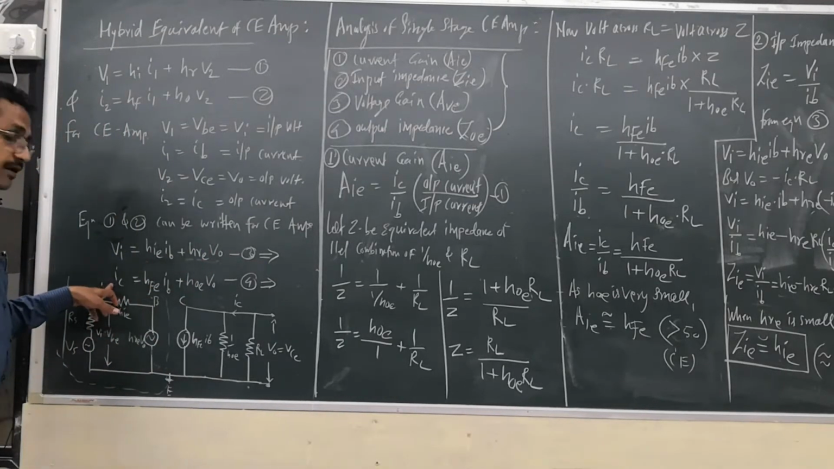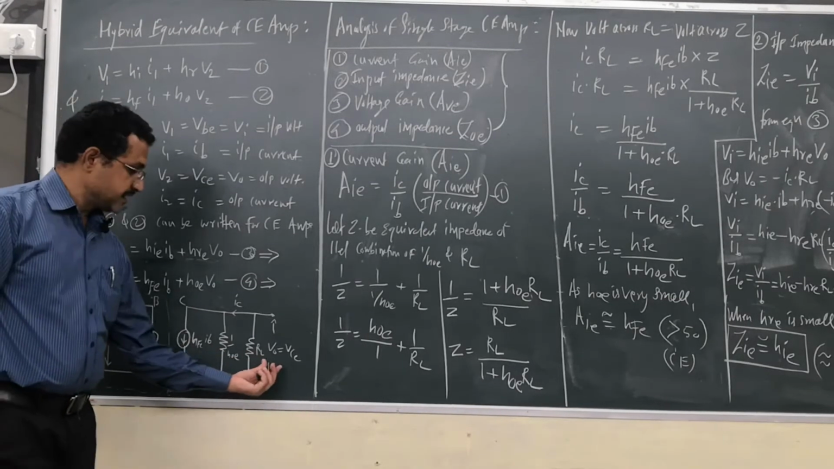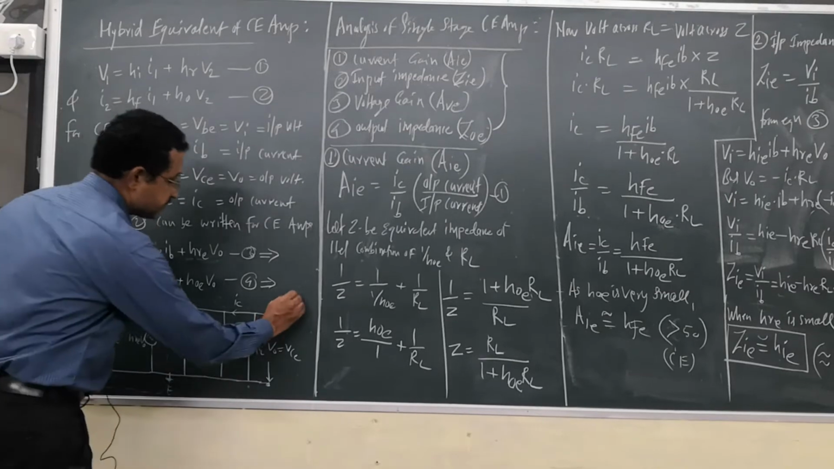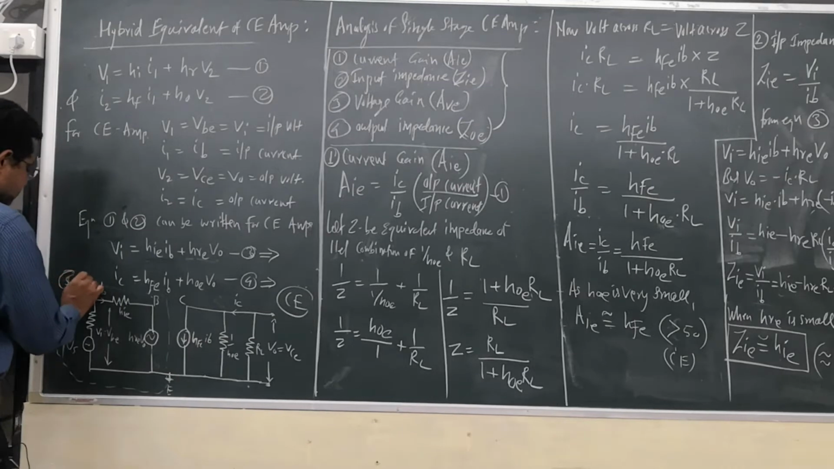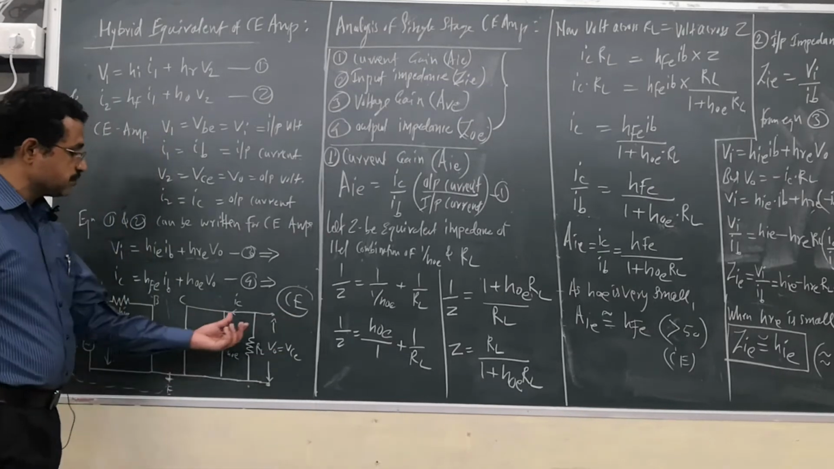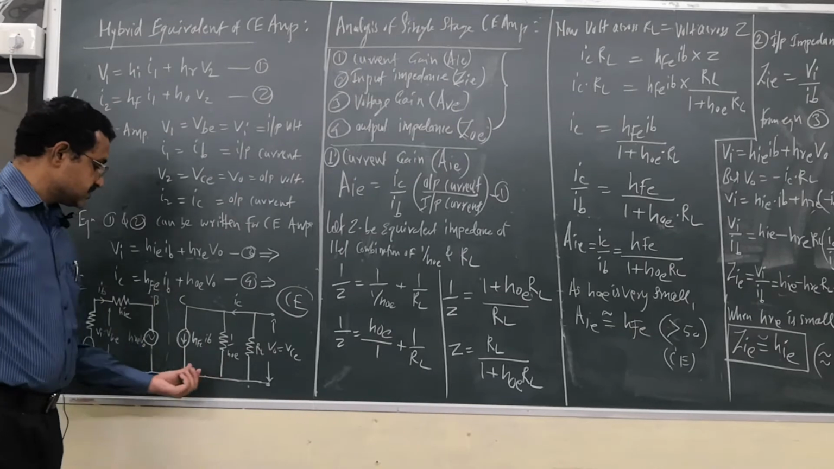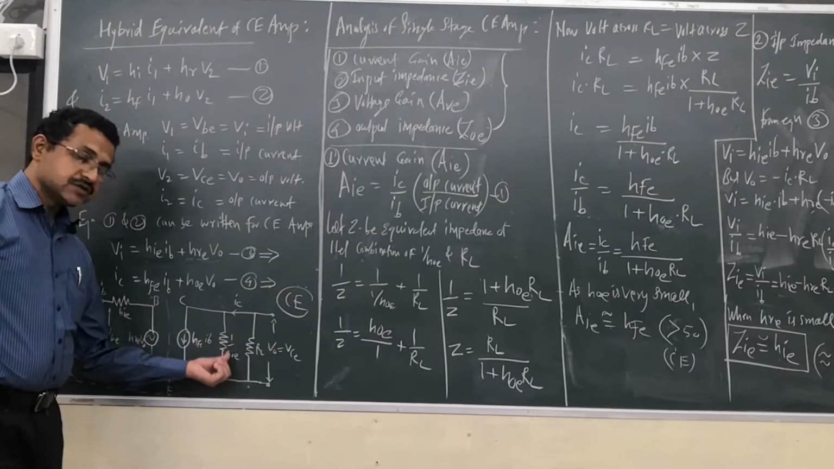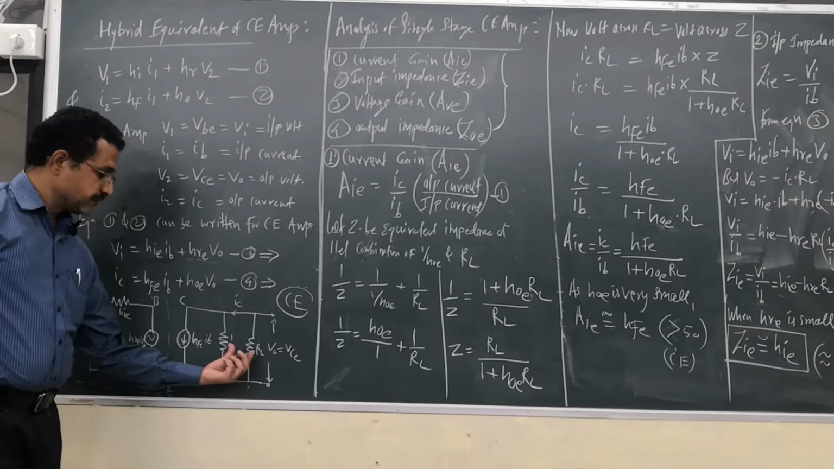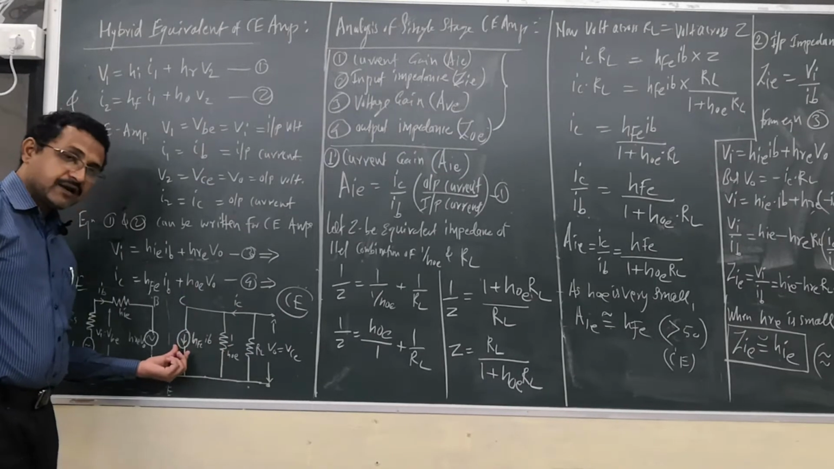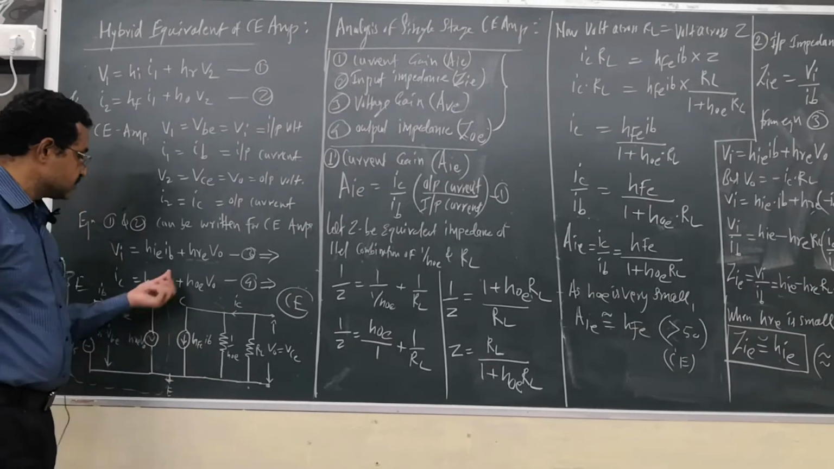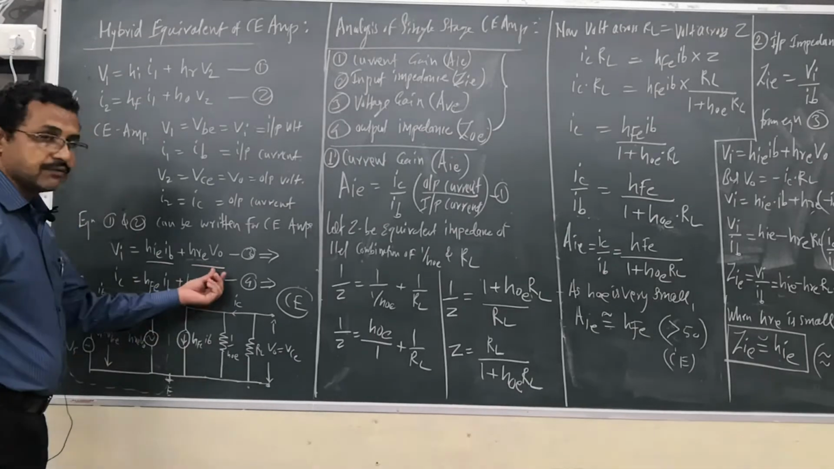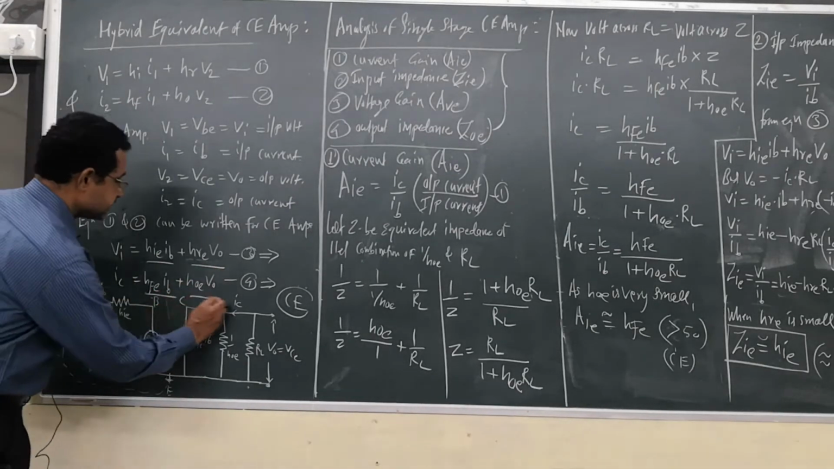And then similarly you will obtain from equation number 4 the output, which is represented here. This is the CE junction, and this is the B junction. The CE junction is the output junction, where the output is represented by 1 upon HOE and RL, which are in parallel, along with the parallel current source HFE IB. So this is HFE IB and this is HOE VO.